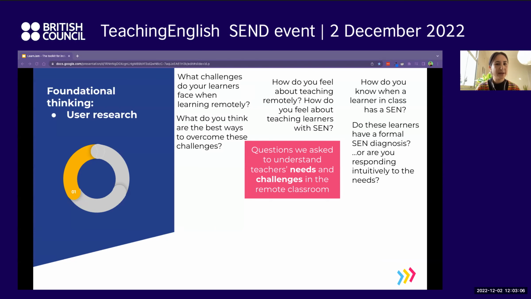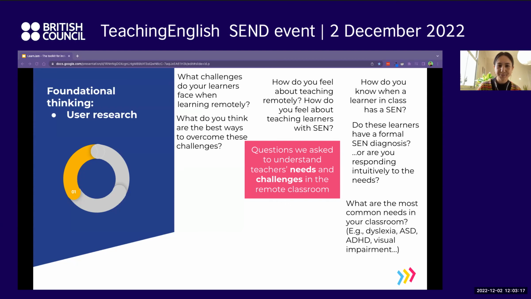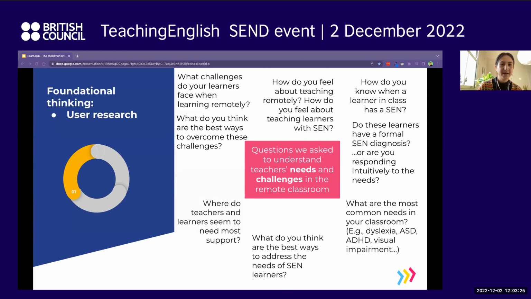How do you know when a learner in a class has a SEN? And do these learners have a formal diagnosis, or are you just responding intuitively to their needs? And what are the most common needs in your classroom? What do you think are the best ways to address the needs of these learners? And where do teachers and learners seem to need the most support?